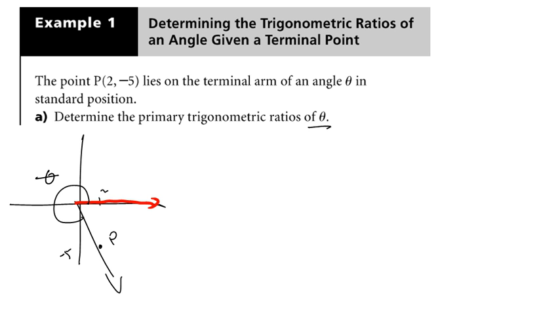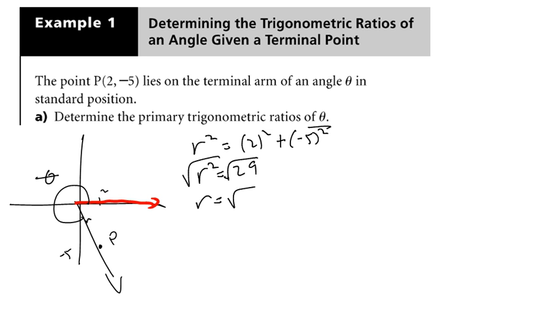So first thing we need to figure out is r. So r squared is going to be 2 squared plus negative 5 squared, or 5 squared, doesn't matter. So r squared is going to equal 4 plus 25 is 29. Square root both sides. R is going to equal plus or minus root 29, but we're going to throw out the negative because r can't be negative. So our r is going to be root 29.